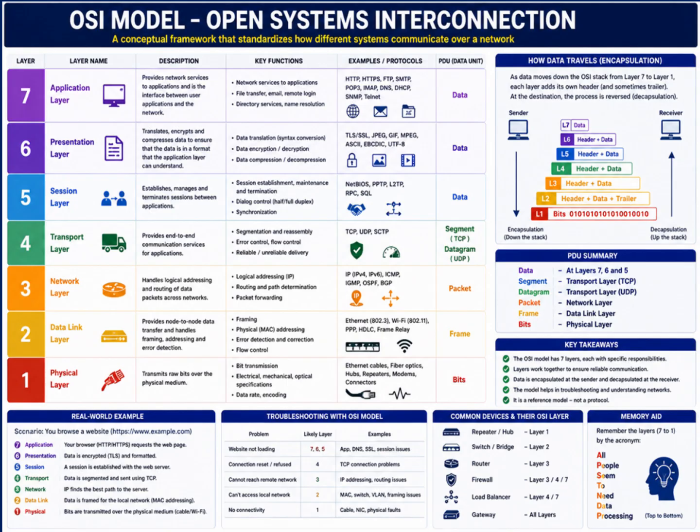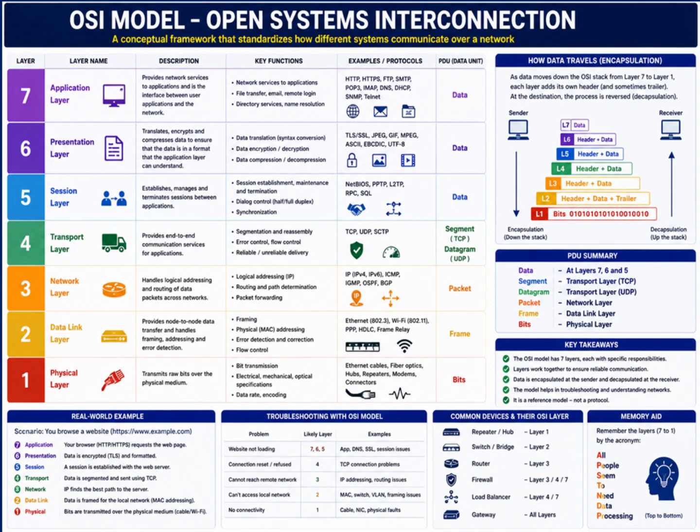Finally, the application layer provides network services directly to users and applications. Protocols such as Hypertext Transfer Protocol Secure, File Transfer Protocol, Domain Name System, and Simple Mail Transfer Protocol operate at this layer. One of the most important concepts shown here is encapsulation.